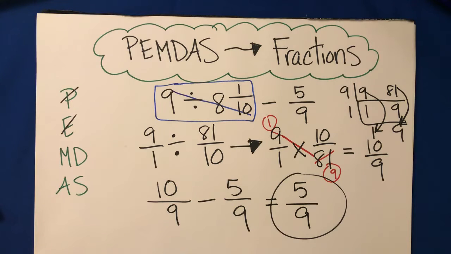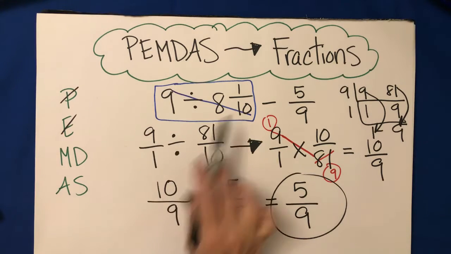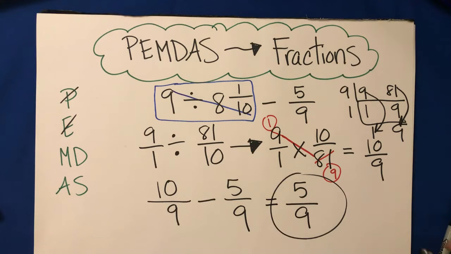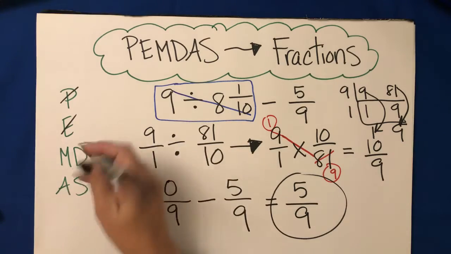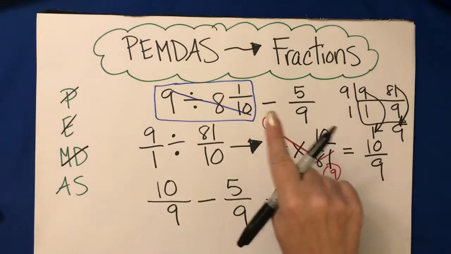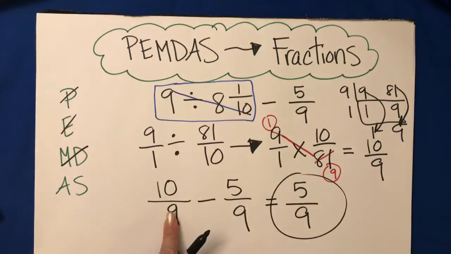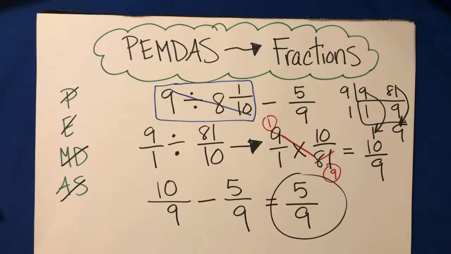Okay, so we're all finished with this because we already solved this part right here. Let me just cross these out. We did the division, and then we took care of the subtraction. So this value, which was 10 ninths, subtracting the 5 ninths, we took care of that. So we are all finished.